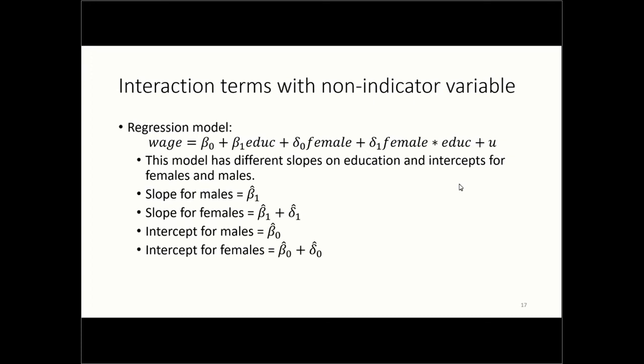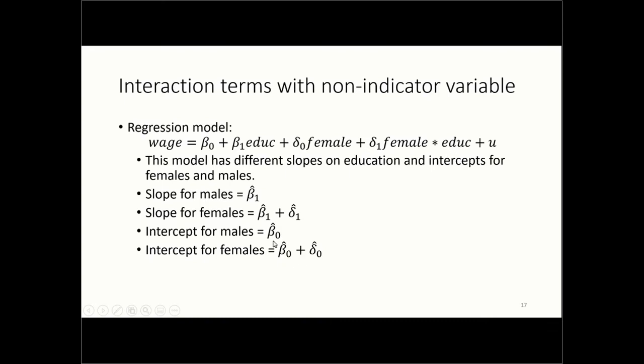So now let's think about also relaxing the restriction of them having the same slope. How are we going to do this? By adding another variable here, which is female times education. So now we would have different intercepts and different slopes. The slope for males would be just beta 1 hat, because that variable will be equal to zero, so this term would fall out for males. The slope for females would be this one here plus that, because female would be equal to 1. So we need to collect this coefficient plus this coefficient. That will be the slope for females, because that's what multiplies education.